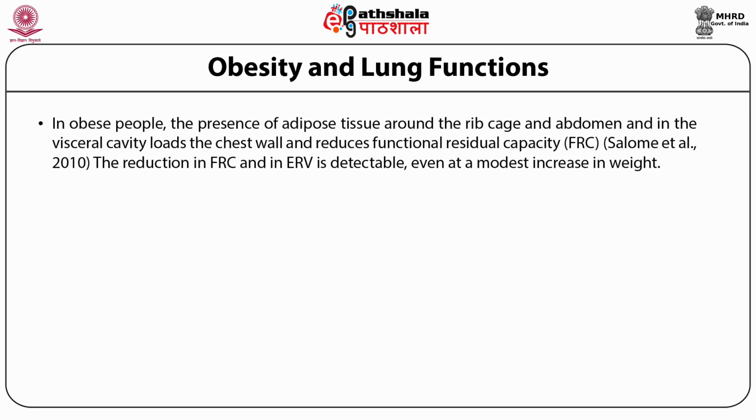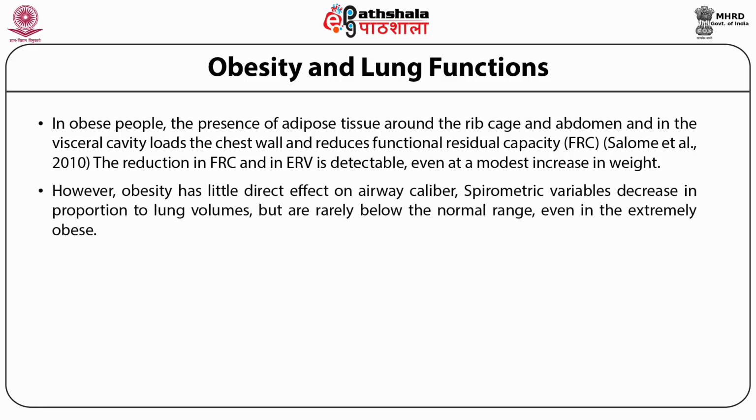In obese people, the presence of adipose tissue around the rib cage and abdomen and in the visceral cavity loads the chest wall and reduces functional residual capacity, that is FRC. The reduction in FRC and in ERV is detectable even at a modest increase in weight. However, obesity has little direct effect on airway caliber.